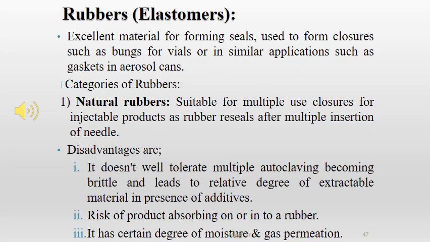Rubbers are excellent material for forming seals, making closures for vials and gaskets in aerosol cans. They are of two types: natural rubber and synthetic rubber. Natural rubber is suitable for multiple use closures for injectable products as rubber reseals after multiple insertion of needles.